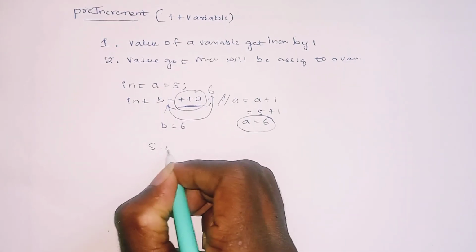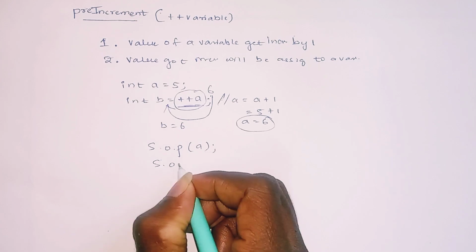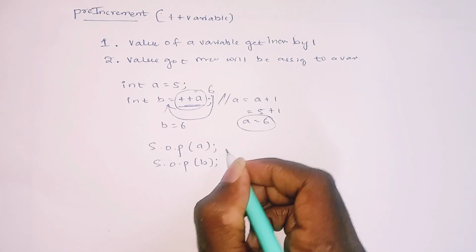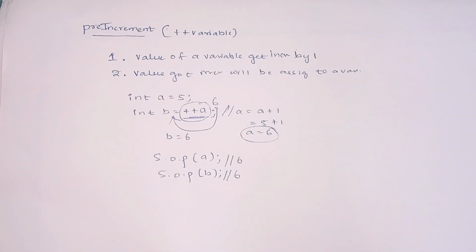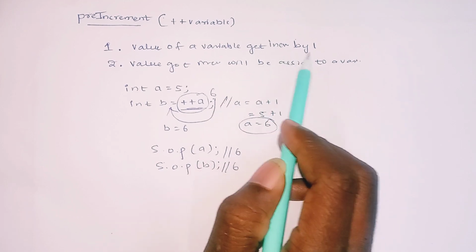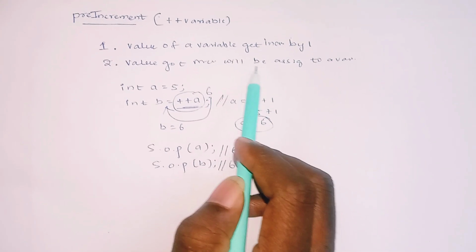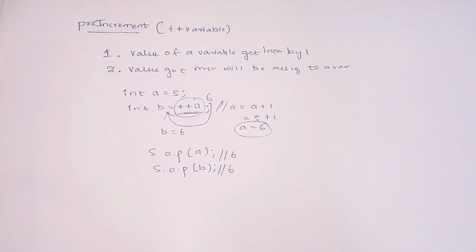Now if you try to print both these values, that is System.out.println a and System.out.println b, it gives output as 6. So this is how pre-increment operator works. The first step is, the value of a variable gets incremented by 1, and next the value that got incremented by 1 will be assigned to a variable.